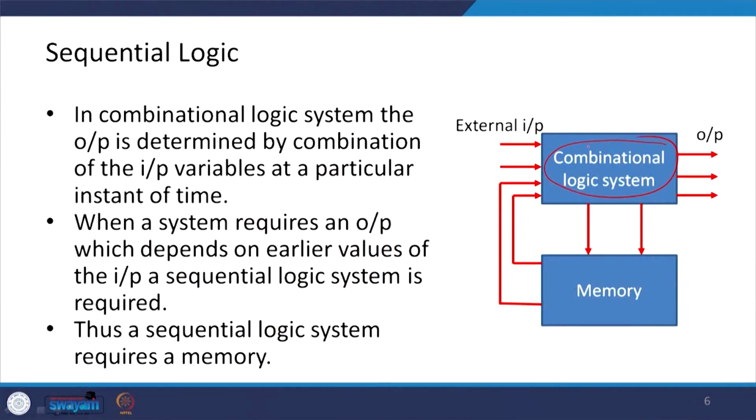So, in this case, since the output depends on the earlier values of the input, we require a certain type of memory device. That means that the sequential logic system requires a memory. So, basically we have a combinational logic system here, and a memory device is also there. The input from the memory device leads to the sequential logic system and you will have the output from here.